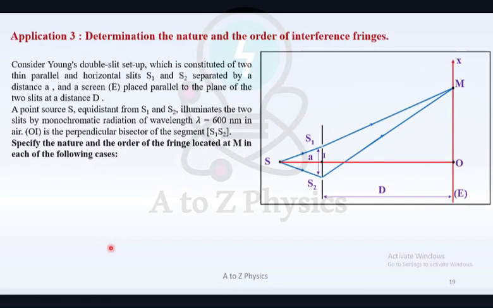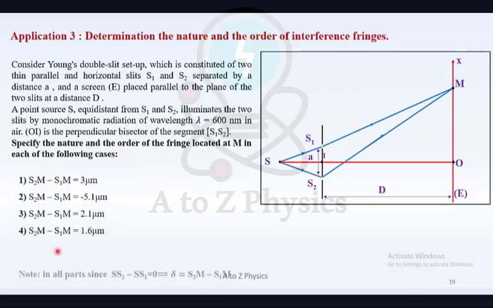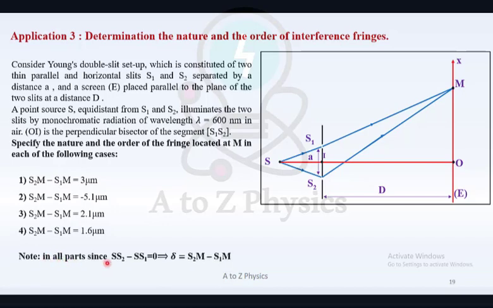In this application, we have double slits illuminated by the source S of monochromatic light of wavelength lambda equal 600 nanometer. OI is the perpendicular bisector of S1S2, and the point S is equidistant from S1 and S2. We have to specify the nature and the order of the fringes located at M in each of the following cases. You should note that in all parts, since SS2 minus SS1 equal to 0, delta will be equal to S2M minus S1M.